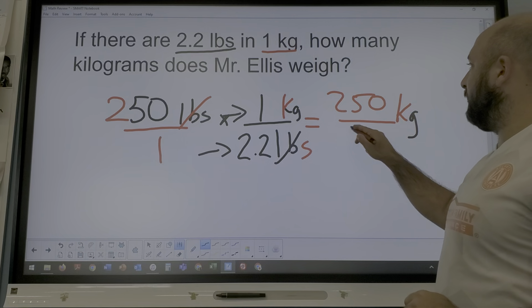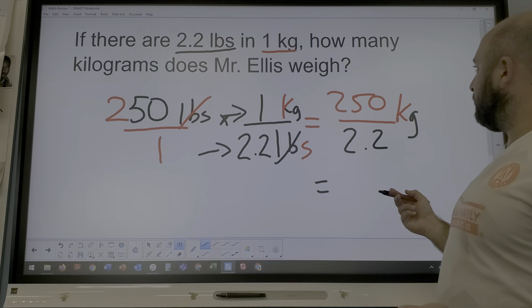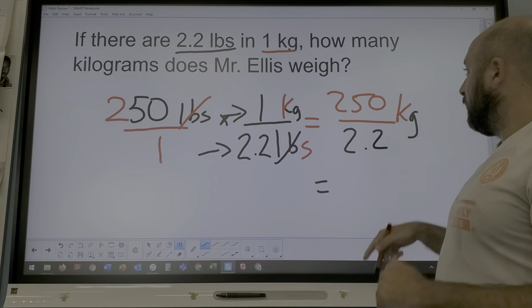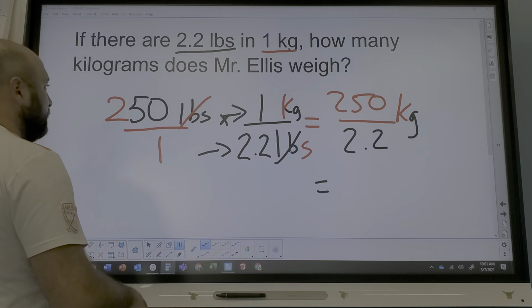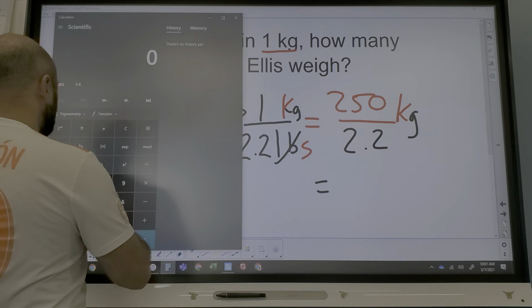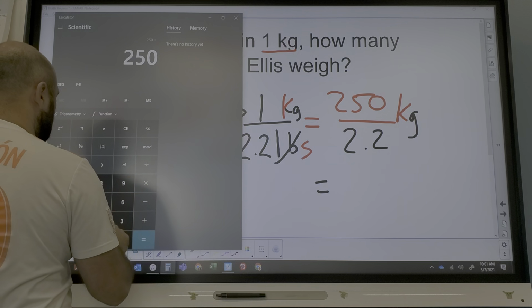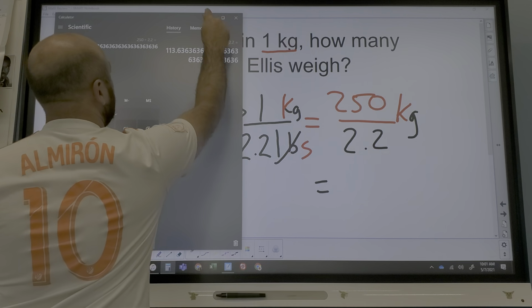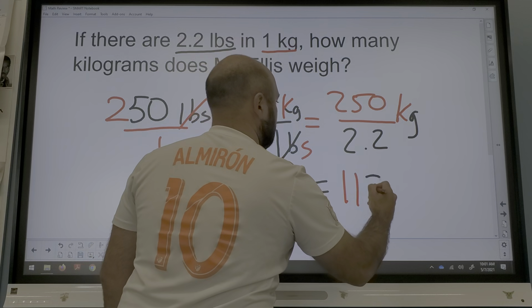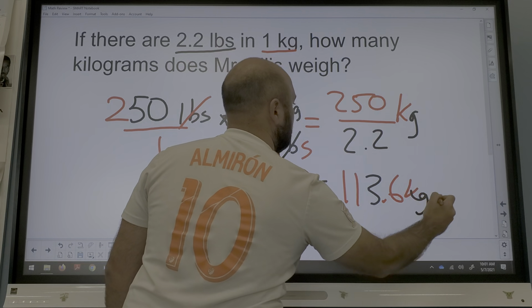250 divided by 2.2 gives me, oh gosh, I don't know if I'm clever enough to do that in my head, at least in the time that I would need. 5, 4, 3, 2, 1. 113.6 kilograms. And again, be careful with the units.